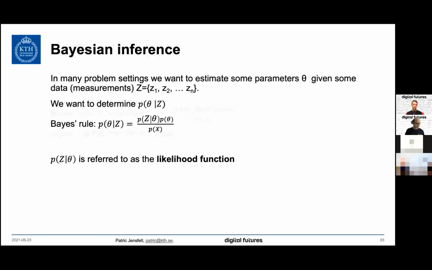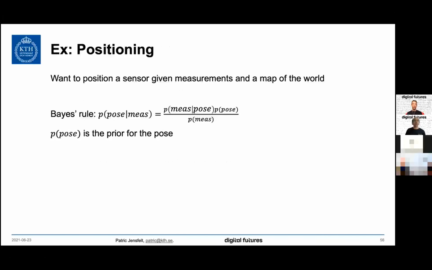So let's look at an example here. Let's look at the example of positioning. We want to position a sensor given some measurements, and we assume that we have a map of the world. This sensor might be a sensor sitting on an autonomous car, for example. So we can use Bayes' rule in inverted problem. We want to calculate, given the measurement, what is our position, and we can invert that and instead look at this expression where we have to work out the likelihood function, the prior for the position, and the measurements. The prior for the position is something we can often say something about.